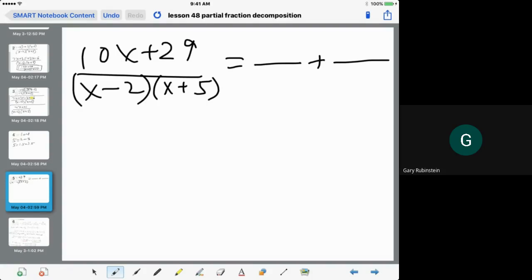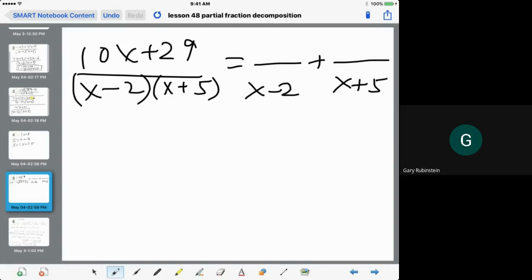Of all the ways to split this up, what do you think the denominators of those 2 fractions are likely to be? Good. So I see that it's likely that the denominators were x minus 2 and x plus 5. And the truth is there are an infinite number of ways to split up 10x plus 29 over x minus 2, x plus 5. You could just take any fraction and subtract it from 10x plus 29 over x minus 2, x plus 5, and get a really complicated answer.